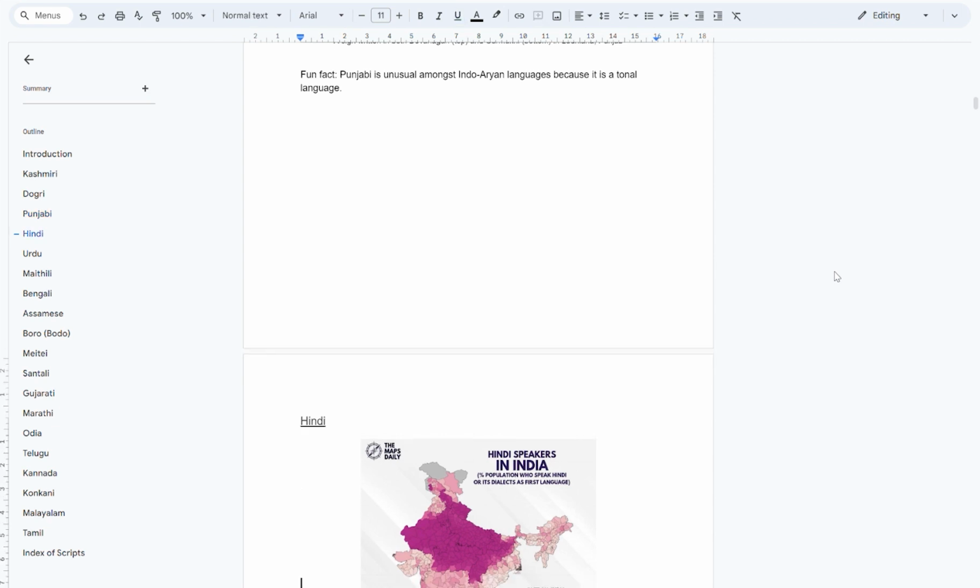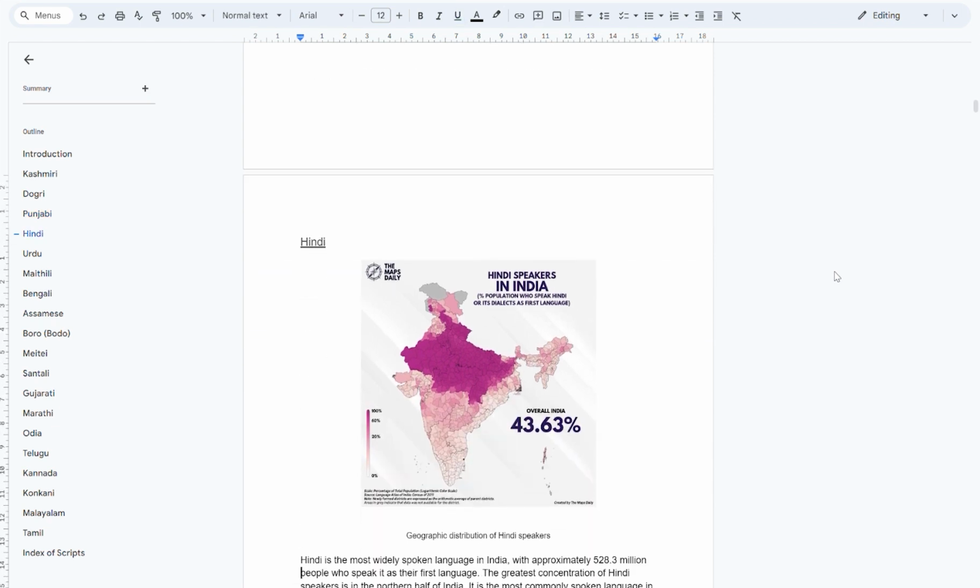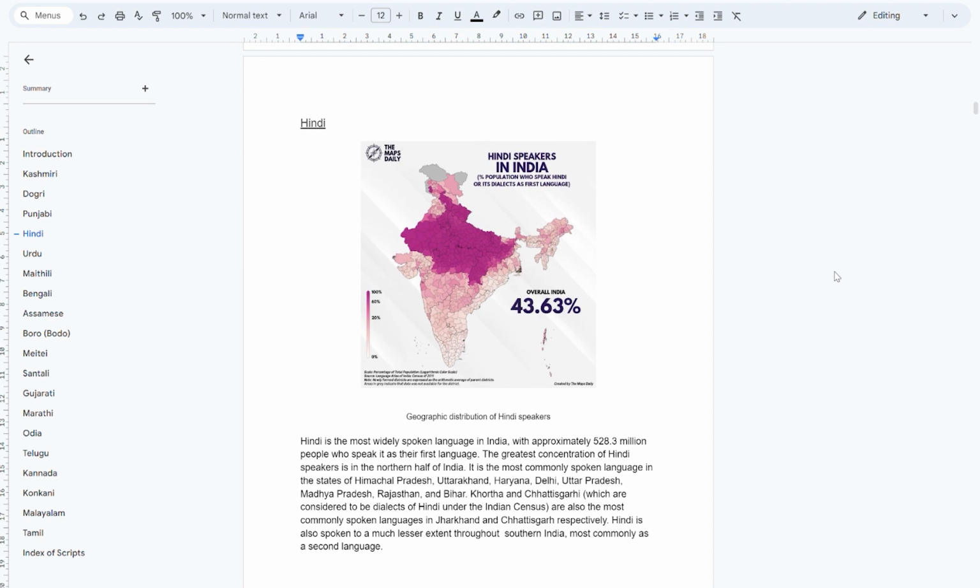So moving on, next we have Hindi. Hindi is the most widely spoken language in India by a pretty wide margin. There's approximately 528 million people who speak it as their first language, and a vast number of other people in India who speak it as a second or third language.